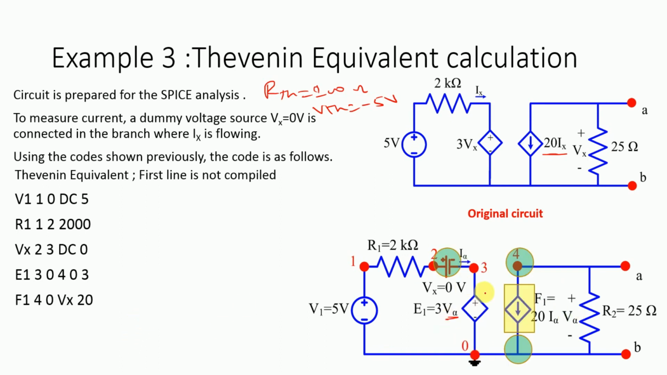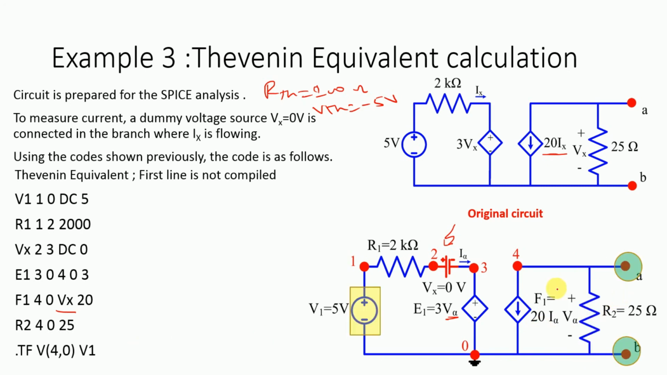Thereafter we have this F1 here, which is the current controlled current source, and it is depending on this dummy voltage source Vx. So we have actually specified this Vx here. The gain is equal to 10, and the last one is this resistance. Thereafter, the most important point is the command. Now we do not want to have a .op command, right?